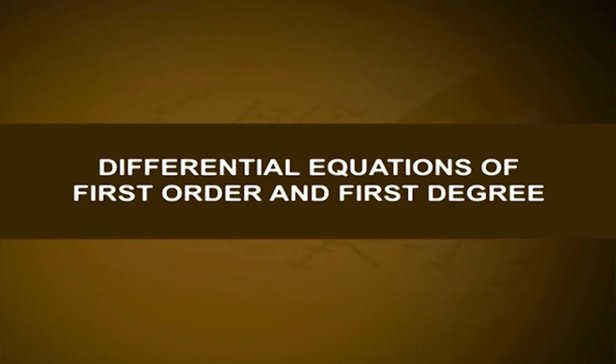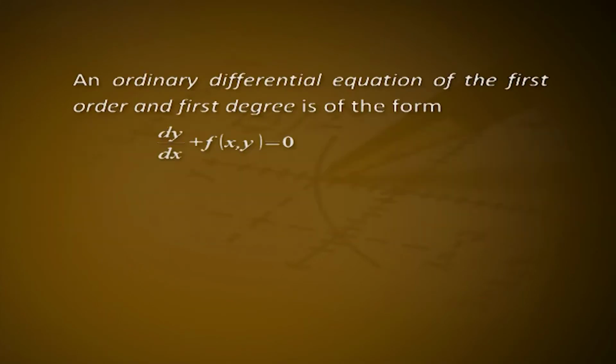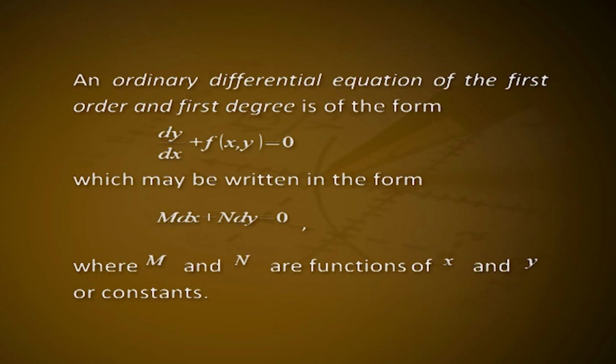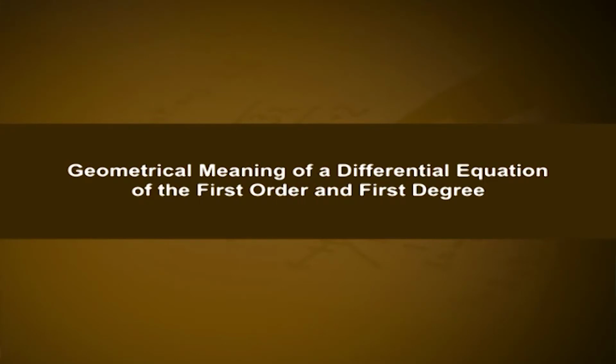Differential equations of first order and first degree. An ordinary differential equation of the first order and first degree is of the form dy/dx + f(x, y) = 0, which may be written in the form M dx + N dy = 0, where M and N are functions of x and y or constants. Here, we shall discuss the geometric meaning of first order and first degree differential equations. Geometrical meaning of a differential equation of the first order and first degree.